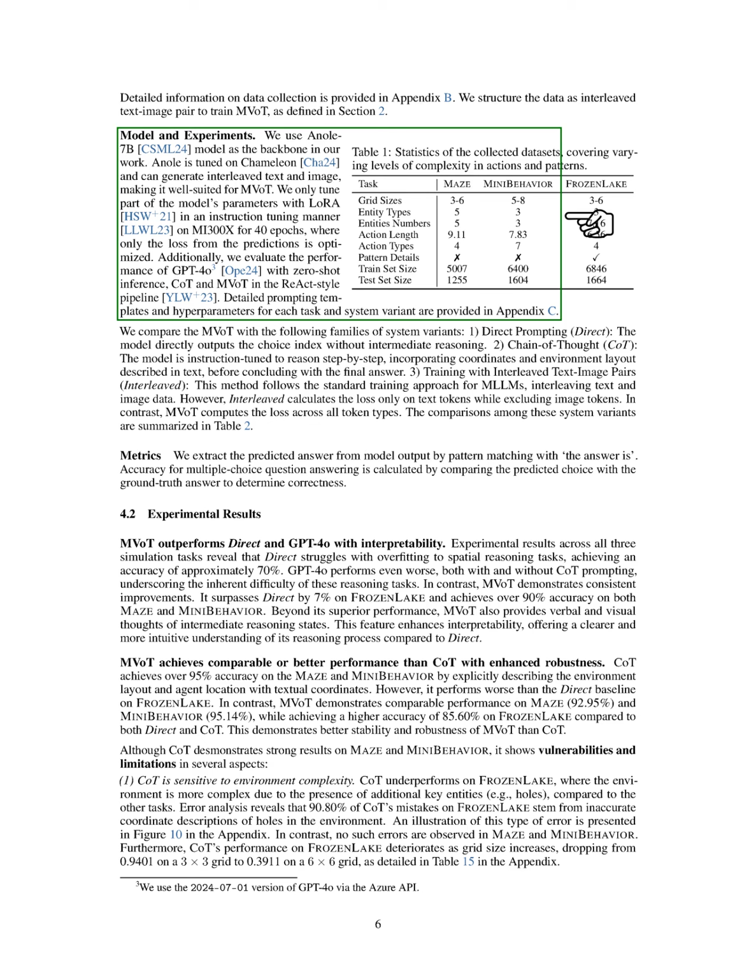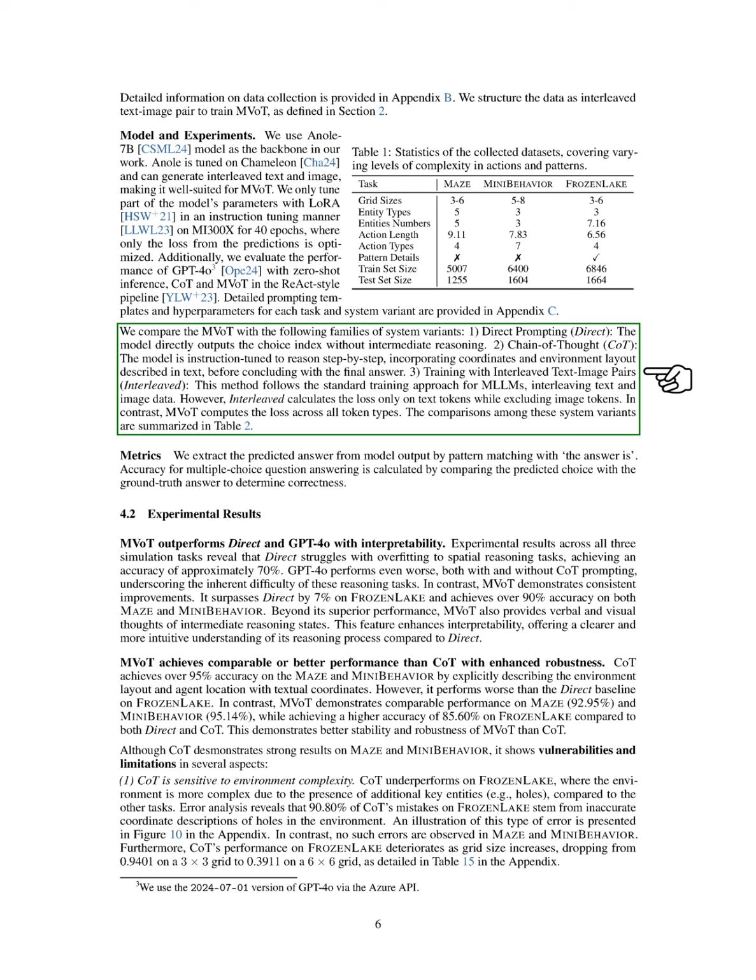We also evaluate the performance of GPT-4o using zero-shot inference, chain of thought, and MVoT in a React-style pipeline. We provide detailed prompting templates and hyperparameters in the appendix. We compare MVoT with several system variants: direct prompting, where the model outputs choices directly; chain of thought, which involves step-by-step reasoning; and interleaved training, which calculates loss only on text tokens. In contrast, MVoT computes loss across all token types. We summarize the comparisons among these variants in a table.